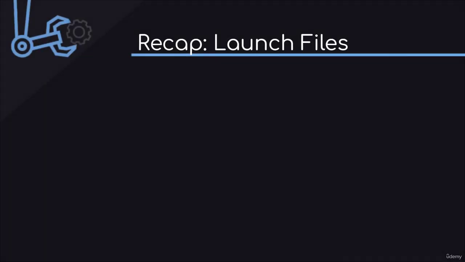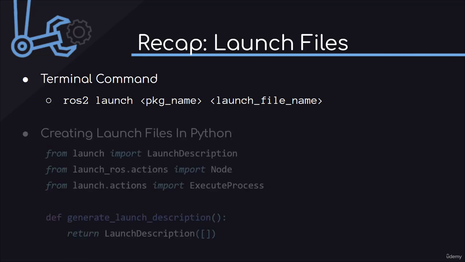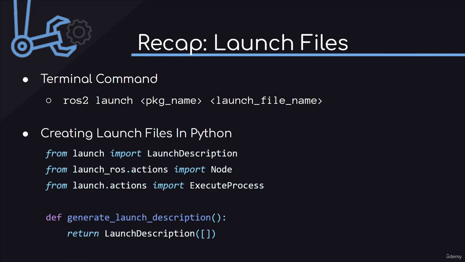So in this lecture, we learned about launch files and how we can use them to launch and configure multiple nodes. Of course, we do this with the ROS2 launch terminal command, which takes in the package name and the particular launch file that you want to launch. We then created our own launch files using Python.